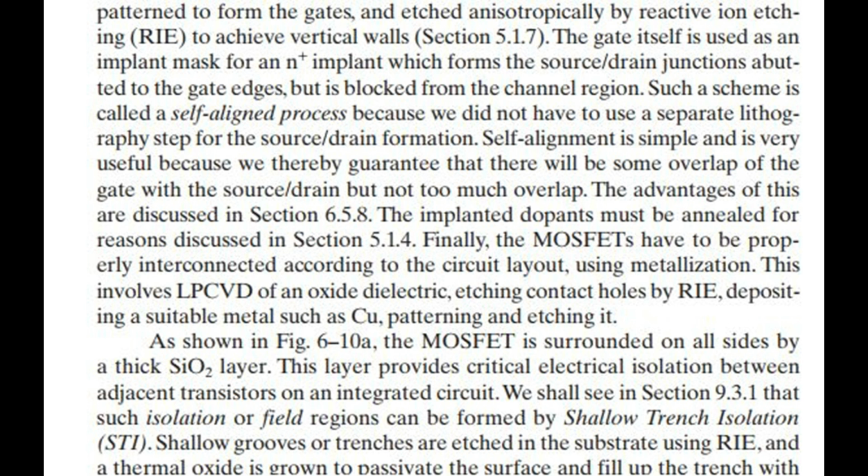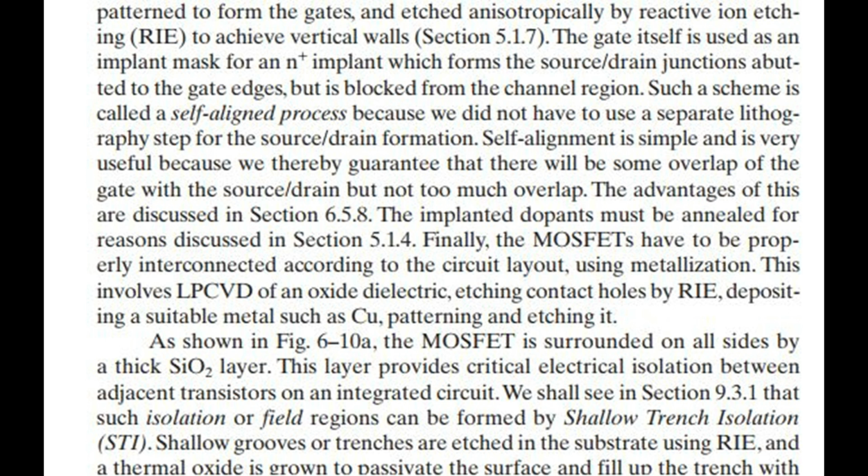The gate itself is used as an implant mask for an N+ implant which forms the source/drain junctions abutted to the gate edges, but is blocked from the channel region. Such a scheme is called a self-aligned process because we did not have to use a separate lithography step for the source/drain formation. Self-alignment is simple and is very useful because we thereby guarantee that there will be some overlap of the gate with the source/drain but not too much overlap. The advantages of this are discussed in section 6.5.8.